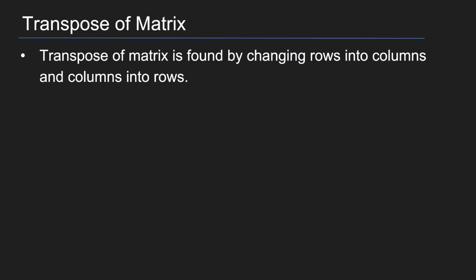Now, what is the transpose of a matrix? Well, the transpose of a matrix is found by changing rows into columns and columns into rows. So let's see what we'll deal with. So this is how you would denote the transpose of a matrix A. So let's just say we have matrix A here, like this.